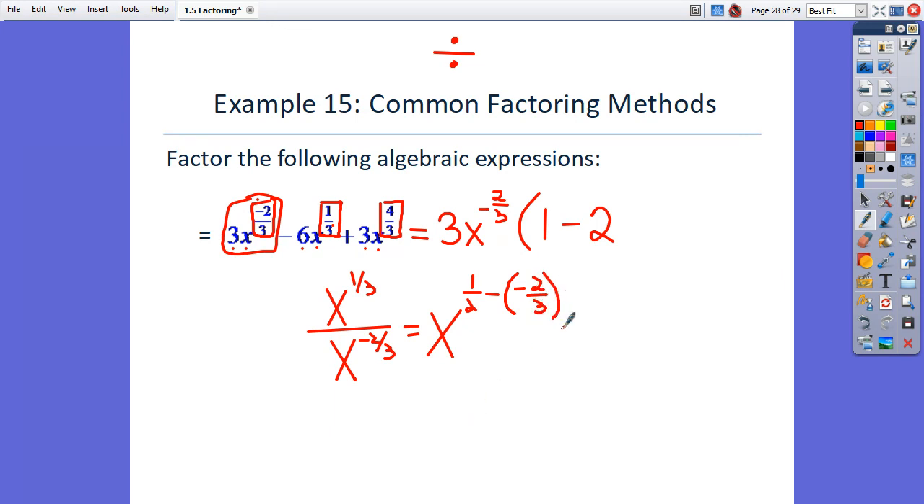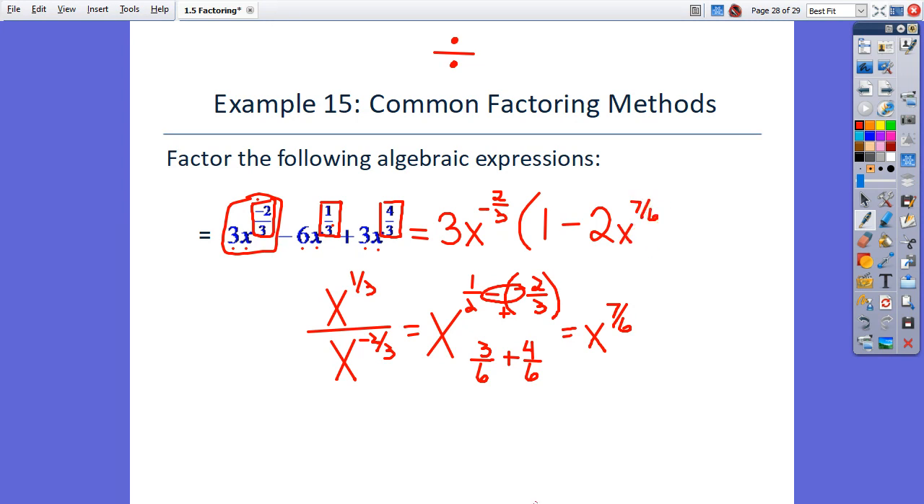And so what I'm left with now is something that's going to be a little different. And so we add these two. We'll need common denominators. So you end up getting 6 and 3 on top, and plus 4 and 6 on the bottom. So you get 7/6 is what we have. And so that is how many x's we have right there.